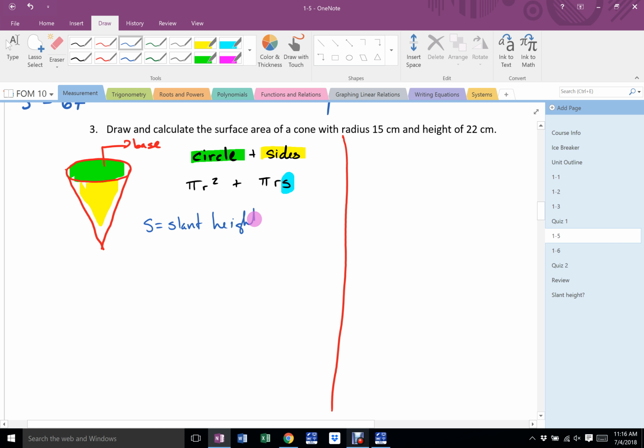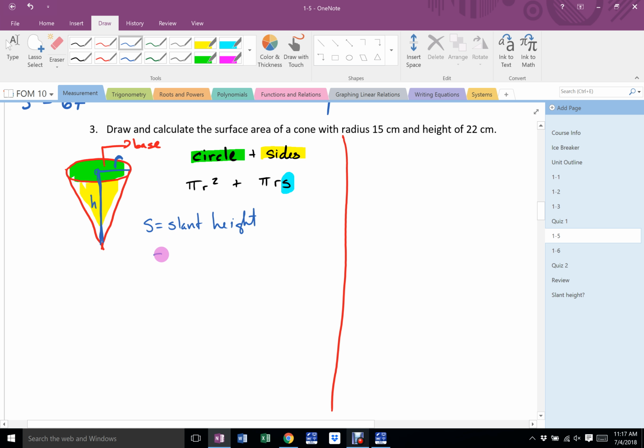S equals the slant height, right? Read the question. Have I been given a slant height? No, I have not. What have I been given? A radius, which is right there, yes? There's my radius. And I've been given a height.